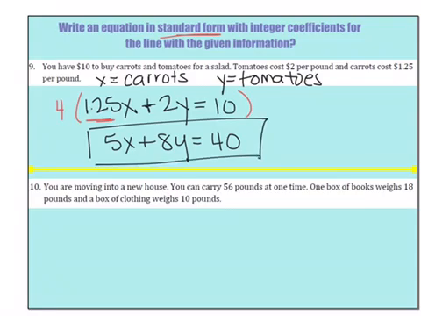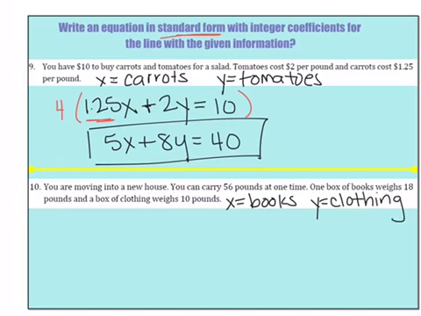So number 10, you are moving into a new house. You can carry 56 pounds at one time. One box of books weighs 18 pounds and a box of clothing weighs 10 pounds. So I'm talking about books and I'm talking about clothing. So I'm going to call x my books and y my clothing.